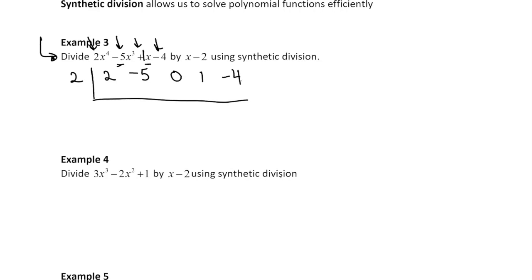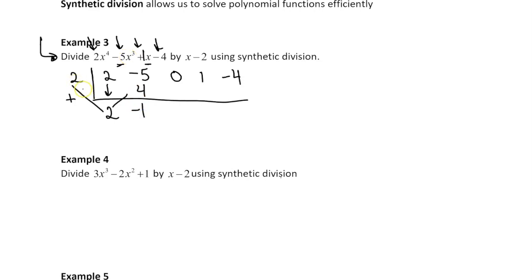Okay, so I think the best way to do this would be just to go through an example, and then we can talk about why that worked after. Let's carry down the first term 100% of the time. Step number 1, carry down the front term, and then we multiply right here. 2 times 2 is going to give us 4. Then we are going to add the values that we have here. Negative 5 plus 4 is negative 1.